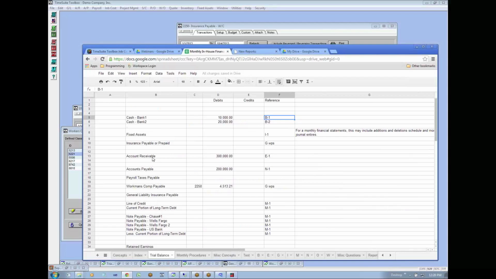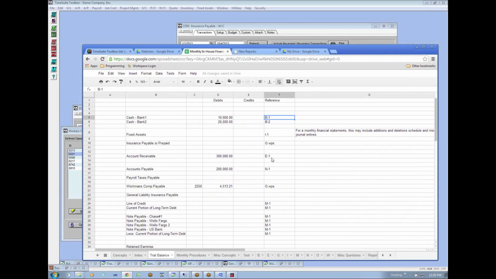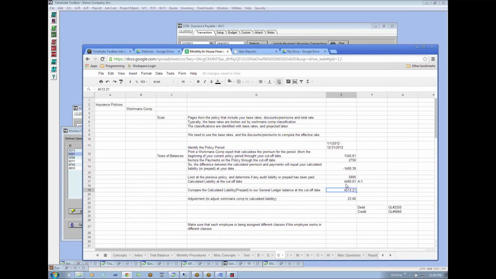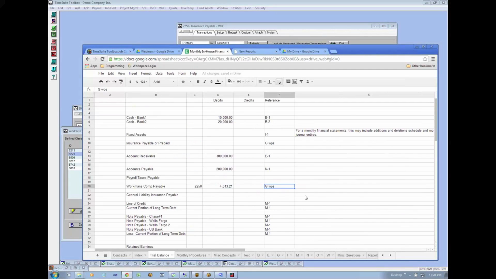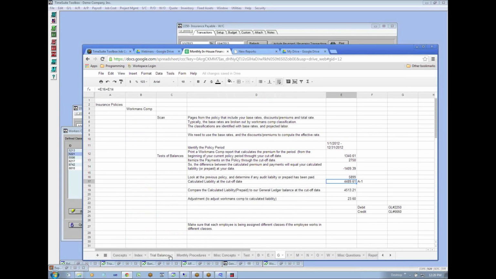So if we come over here to the trial balance, we look at our G work papers, we should see that. So the 4513, that's before the adjustment. After the adjustment would be 4489. And then we would say G-1, maybe G dash 1, and this number, after we do our journal entry, will be 4489.61.